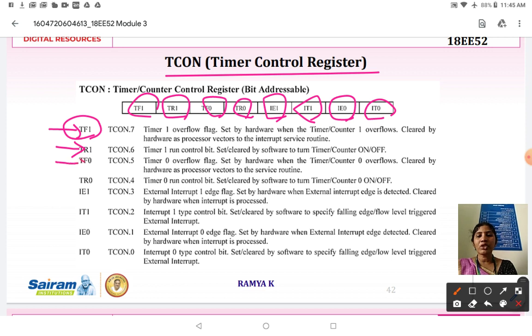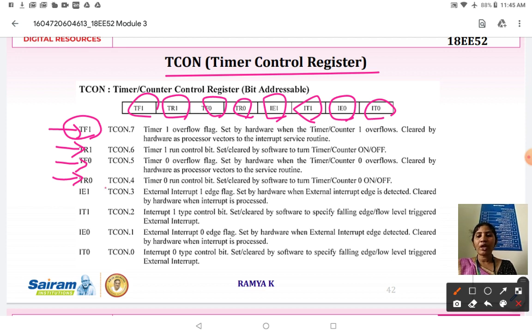Same thing, TF0 is nothing but the timer 0 overflow flag. It is set only by means of your hardware. TR0 is the timer 0 run control bit. It is set or cleared by means of your software to turn the timer or counter on or off.